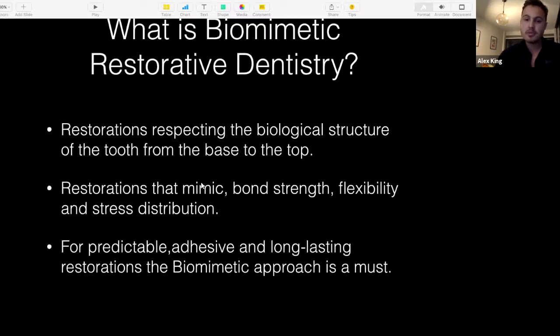So the restorations mimic tooth structure, mimic the actual natural bond strength of the teeth. They mimic the modulus of elasticity and the flexibility within the teeth, and they mimic the stress distribution a normal tooth, i.e. enamel, dentine, and DEJ would normally have. Like I just said, for a predictable adhesive restoration that is long lasting, a biomimetic approach is a must. This is something I wish I had learned about in university, and especially after reading into this over COVID and lockdown, I implement this in most of my restorations from now on.